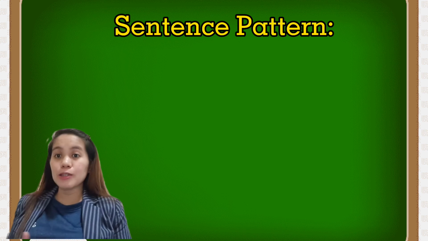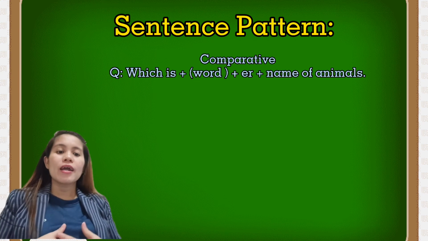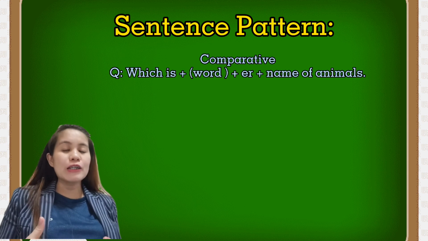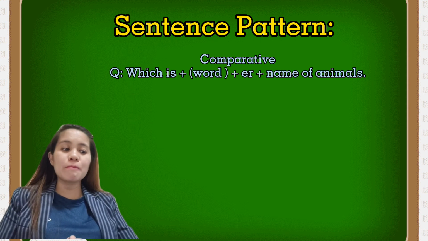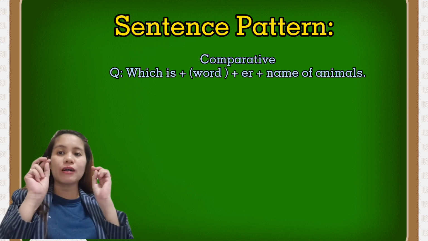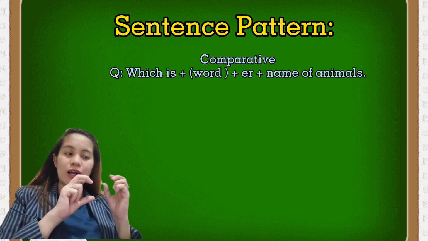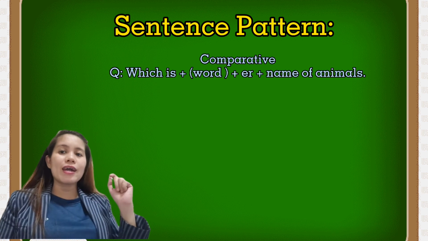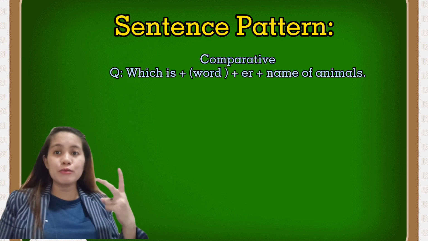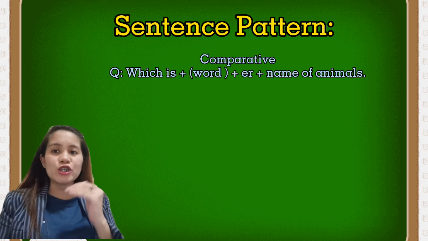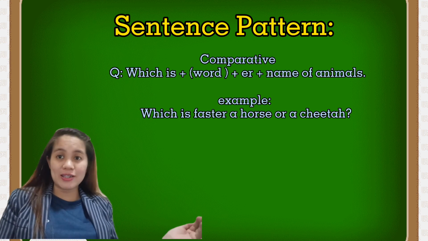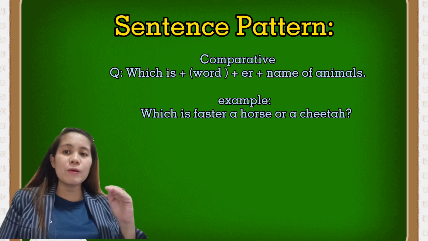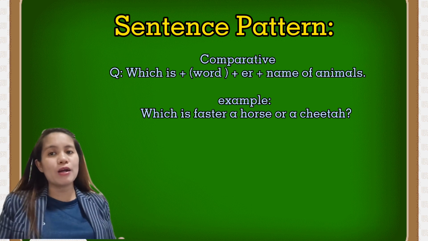Very easy, right? So do not forget, we have the sentence pattern for asking using the comparative. We have which is plus comparative words, or adjective plus ER, then the names of two animals. For example, which is faster, a horse or a cheetah? That is when you ask a question using the comparative.